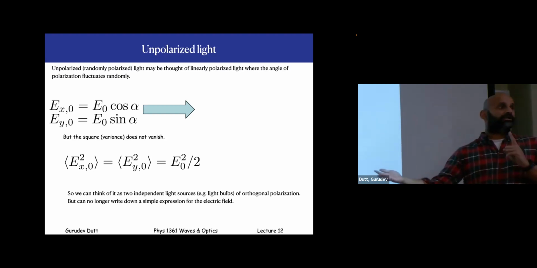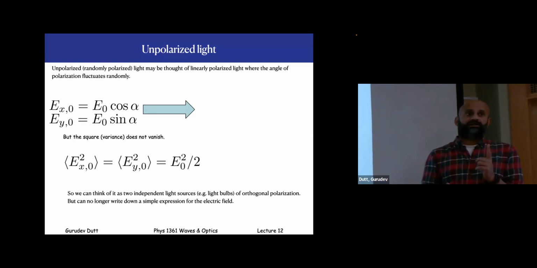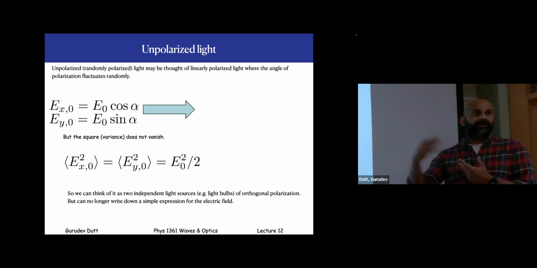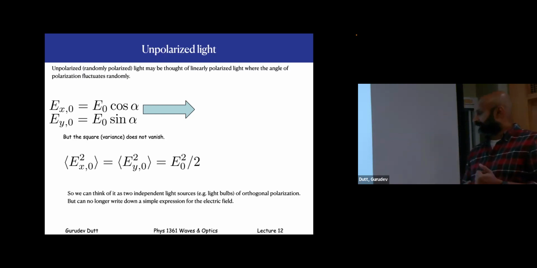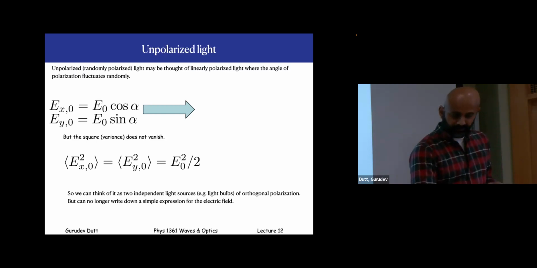You can think of it as filtering out all other states except the one along the transmission axis. But the intensity has been reduced by a factor of 2, which means that the magnitude of the electric field is reduced by 1 over root 2 compared to the original electric field. Anyway, okay, that's just about unpolarized light.